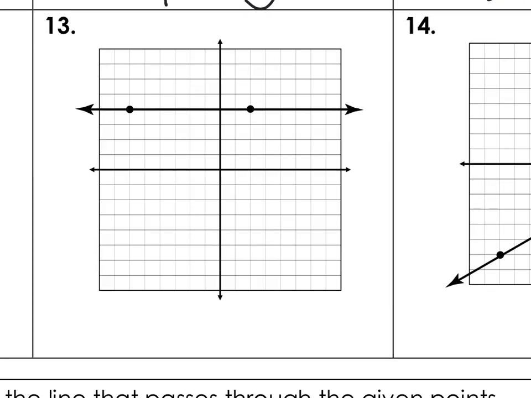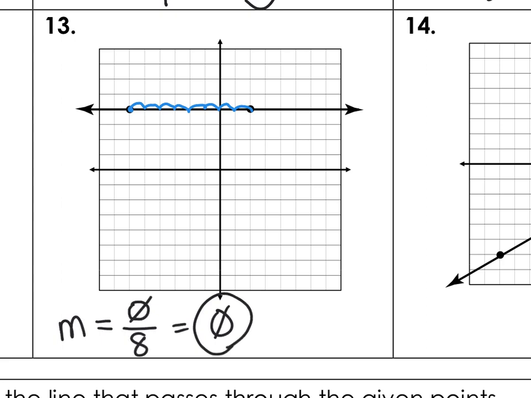Let's move over to number 13. So I can already tell what this is going to be. If it goes side to side like that, it's horizontal, that is going to be a 0 slope. I'm going to prove it though. So I'm not going up or down. I'm staying right here, which means that my rise is 0. I am moving to the right though. 1, 2, 3, 4, 5, 6, 7, 8. That's going to be 8 on the bottom. And then that means that my slope is 0, which makes sense because it's a horizontal line. I already knew that.